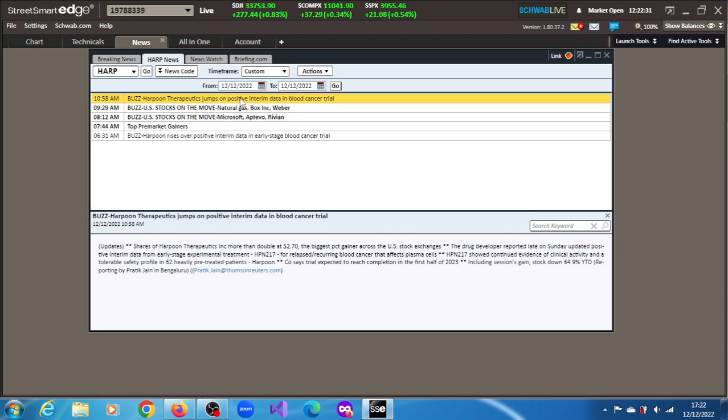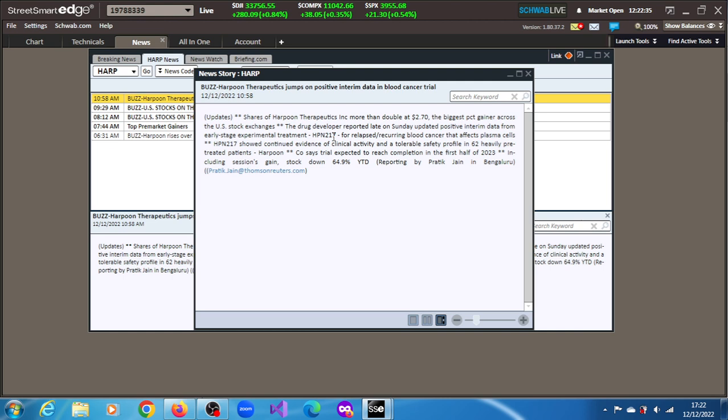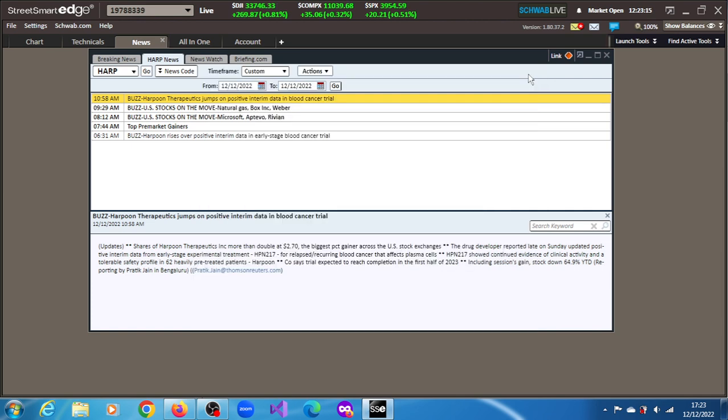It says here that the company indicated late Sunday that they had positive interim data from their early stage experimental treatment HPN217 for relapsed/recurring blood cancer that affects plasma cells. That treatment showed continued evidence of clinical activity and a tolerable safety profile in 62 heavily pre-treated patients. The company says the trial is expected to reach completion in the first half of 2023. The stock is down so far this year, 2022, by about 64.9%.